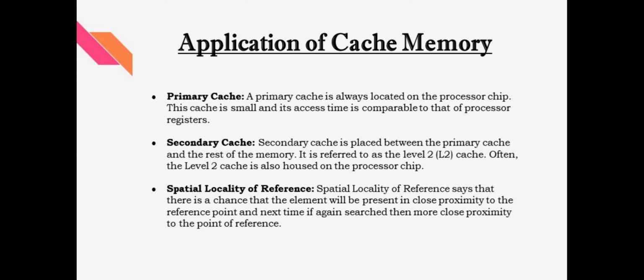Next we have spatial locality of reference. Spatial locality of reference says that there is a chance that an element will be present in close proximity to the reference point, and next time, if we search again, it will be in even closer proximity to the point of reference.